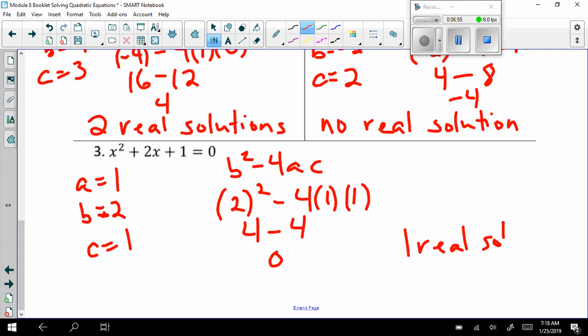So I should get one real solution. And that is our discriminant. Again, it is part of our quadratic formula, which we're going to talk about for solving quadratic equations. It's such an important part, we kind of do it separately because it tells us how many real solutions we will have.